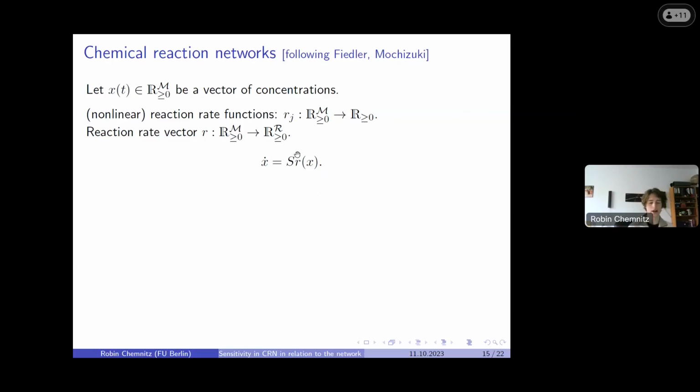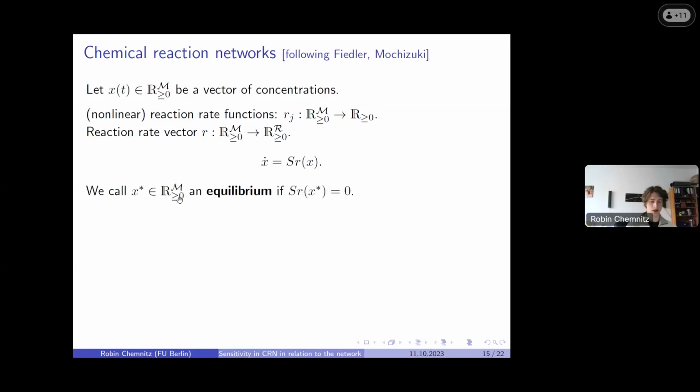And I can summarize these as a vector R. So the input is all the concentrations of the metabolites or of the reactants, and the output is the reaction rates. And then the differential equation governing the concentrations of this system is exactly S times R, so what happens when the reactions happen and how fast do the reactions happen. So this is a purely deterministic model for chemical reaction networks. By the way, for this introduction, I'm following the introduction of Bernhard Fiedler and Mochizuki.